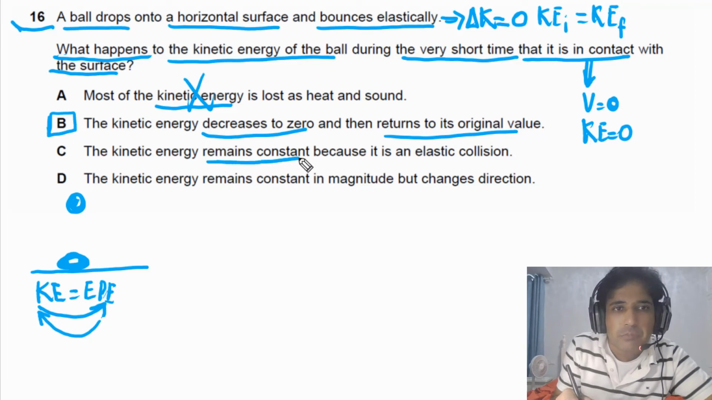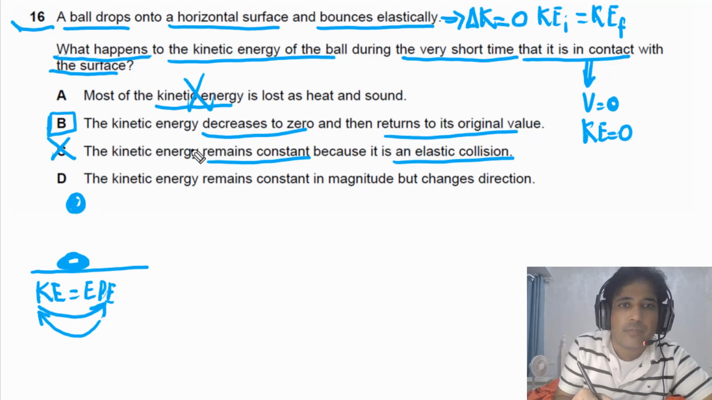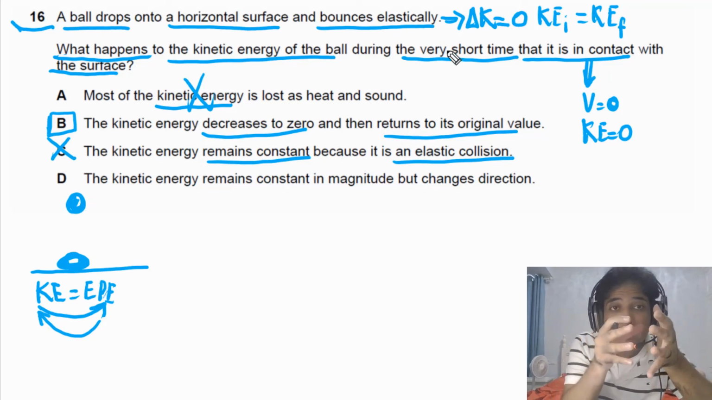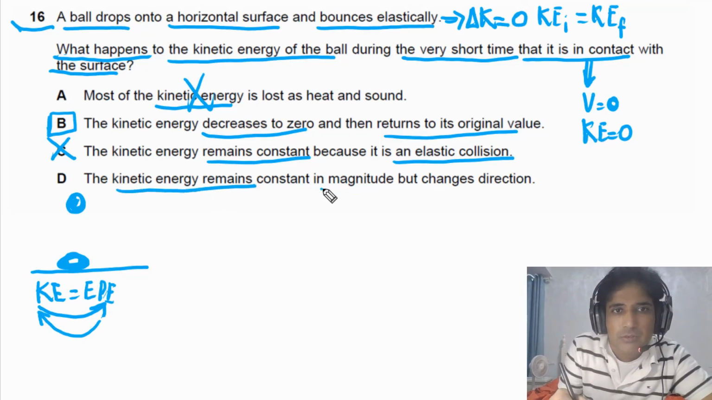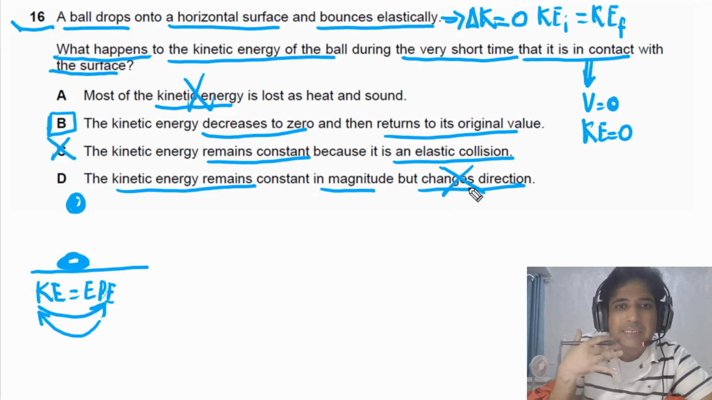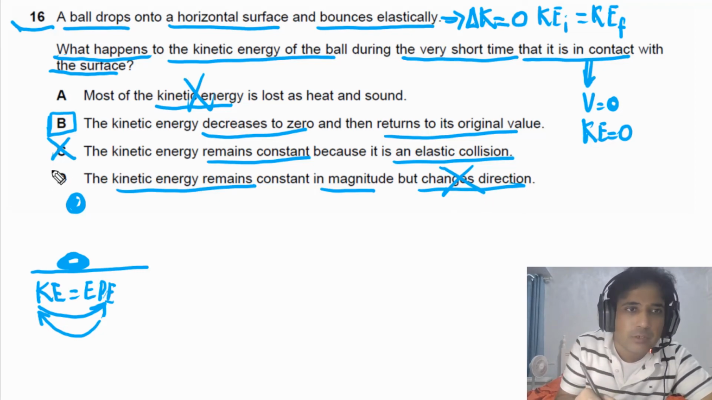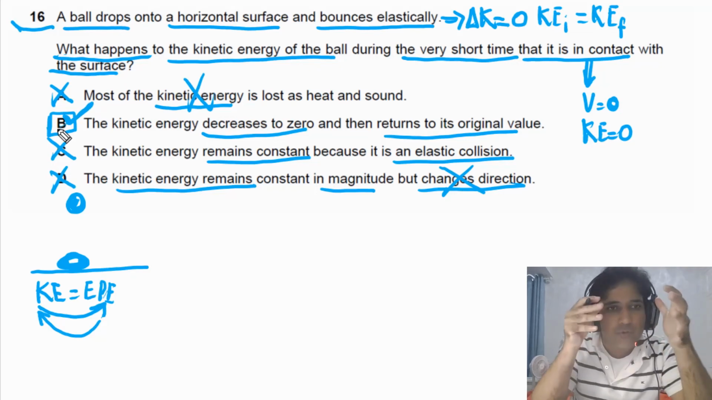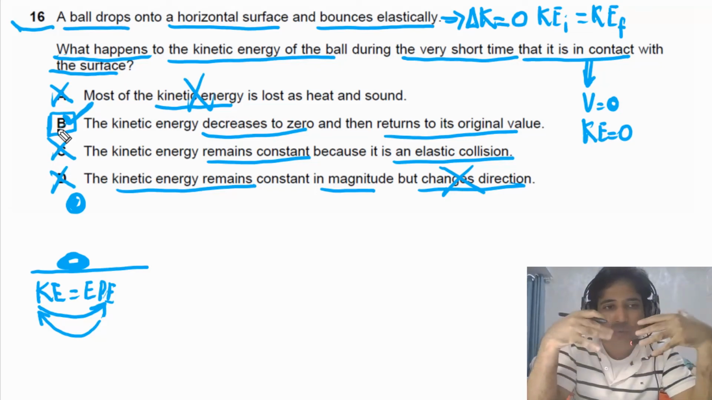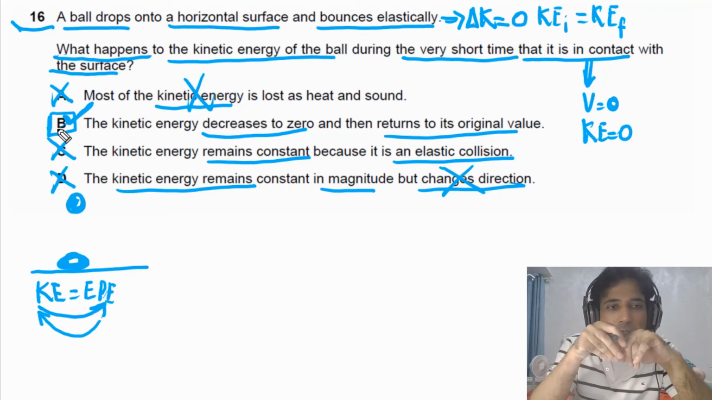Kinetic energy remains constant because it is an elastic collision. This one is wrong. We are talking about when the ball is in contact, so at that time the ball is not moving. Option D, kinetic energy remains constant in magnitude but changes direction. This is wrong. Kinetic energy is a scalar quantity. It has no direction. So this option is also wrong. So option A is also wrong. So the best possible answer for this question is B. Tricky question, but very important to have a better understanding about kinetic energy and elastic potential. Very nice question on this topic.